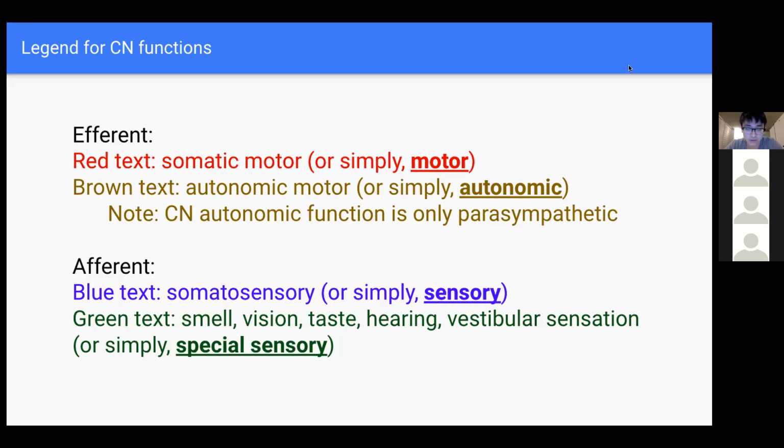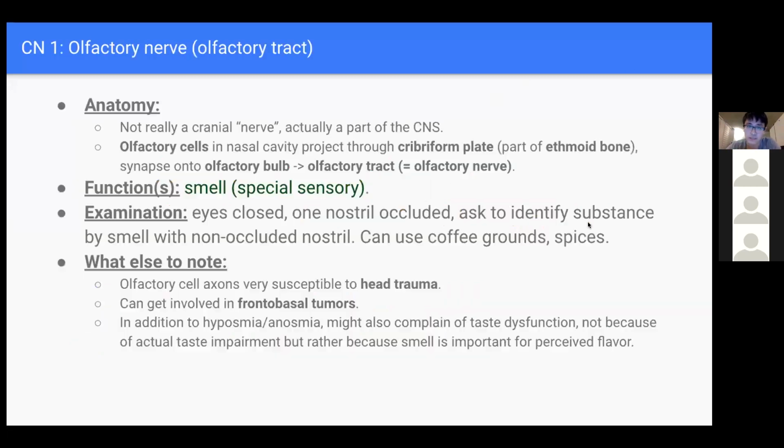For the afferents, the sensory stuff that goes from the periphery into your brain, blue is going to be for somatosensory, like your touch, proprioception, stuff like that. In Block J lectures, we often just call somatosensory "sensory." Then green text is for the other sensory stuff, or special sensory, if you will, like smell, vision, taste, hearing, vestibular sense for balance, stuff like that. So let's get started.